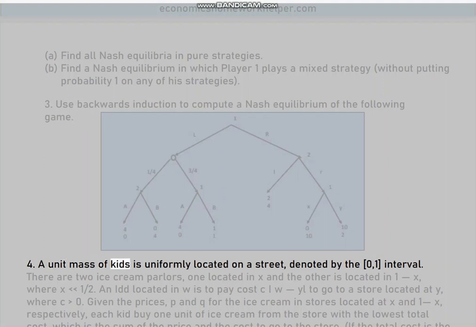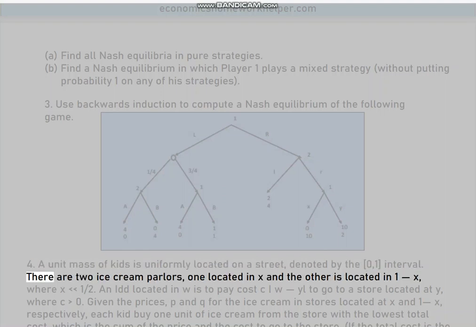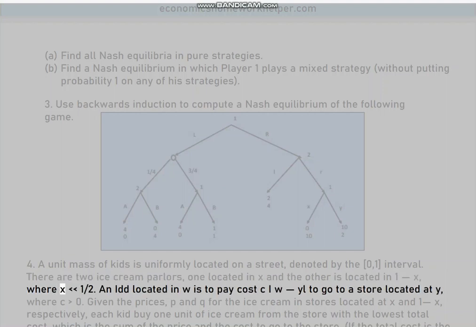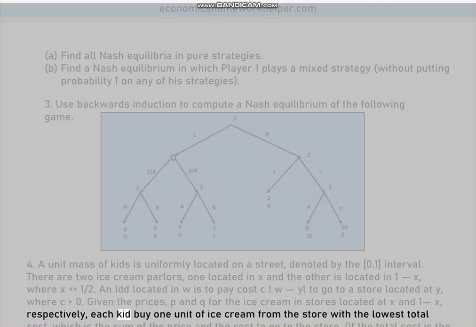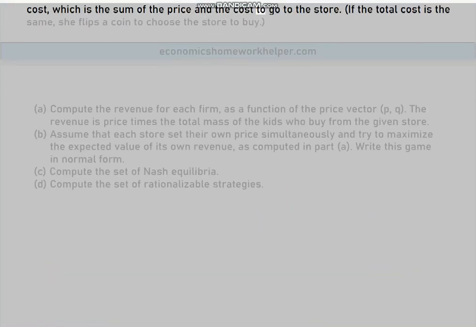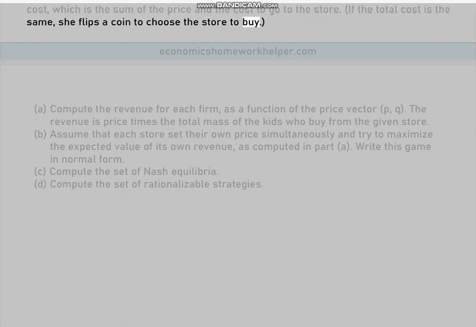4. A unit mass of kids is uniformly located on a street, denoted by the 0-1 interval. There are 2 ice cream parlors, one located at x and the other located at 1-x, where x ≤ 1/2. A kid located at w is to pay cost c|w - y| to go to a store located at y, where c > 0. Given the prices, p and q for the ice cream in stores located at x and 1-x, respectively, each kid buys 1 unit of ice cream from the store with the lowest total cost, which is the sum of the price and the cost to go to the store. If the total cost is the same, she flips a coin to choose the store to buy from.